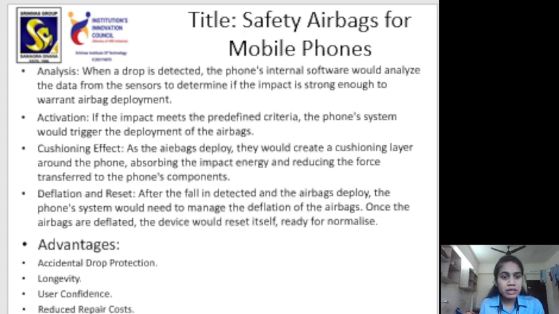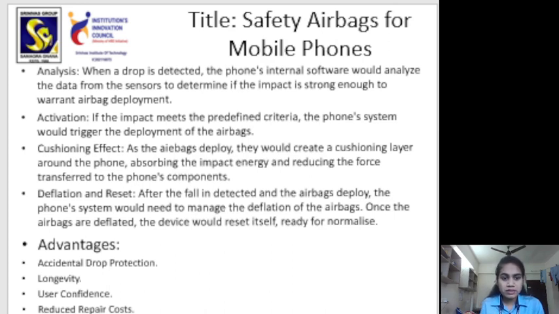Activation. If the impact meets the predefined criteria, the phone system would trigger the deployment of the airbag. Cushioning effect. As the airbags deploy, they would create a cushioning layer around the phone, absorbing the impact energy and reducing force transfer to the phone's components.